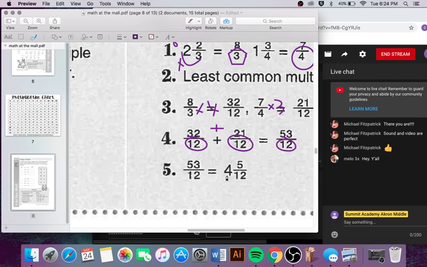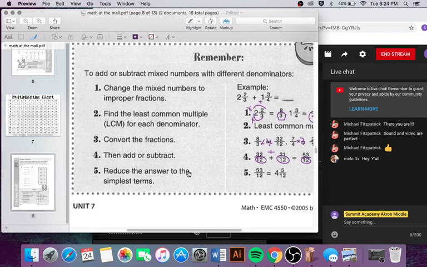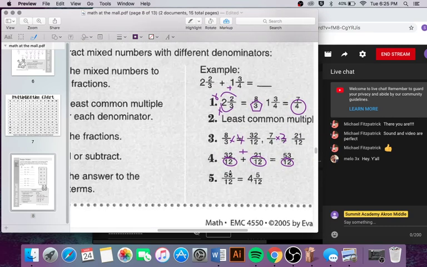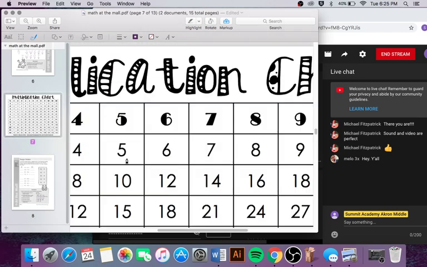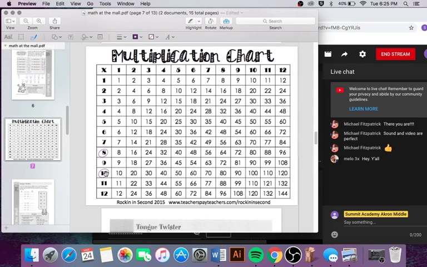To change that back into a mixed number from an improper fraction, you divide 12 into 53. And 12 can go into 53 4 times without going over. If you need help, you can come back over here to your 12 times table and find what number goes in up to 53 without going over.